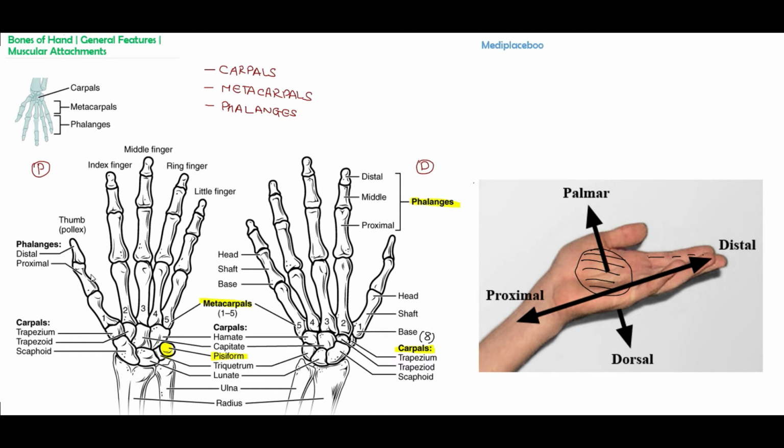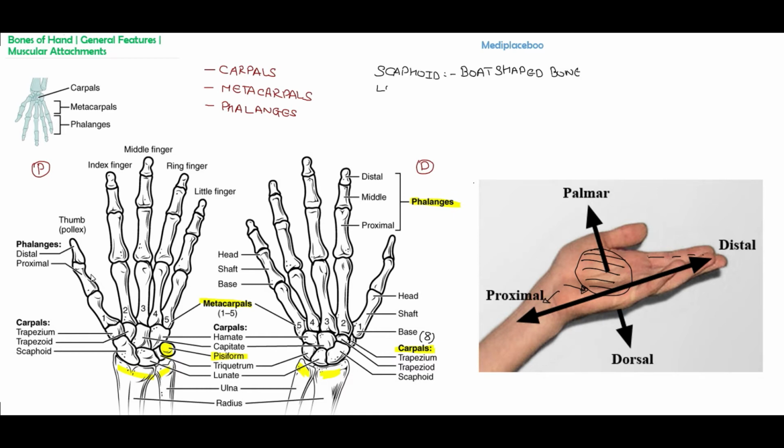In the carpals we have two regions, that is the proximal region which is present closer to the bones of the forearm, and the distal region which is present closer to the metacarpals. The proximal region is the one which is closer to the ulna and the radius. On the proximal end of the carpal bones we have 4 bones, which are the scaphoid, which is a boat shaped bone.